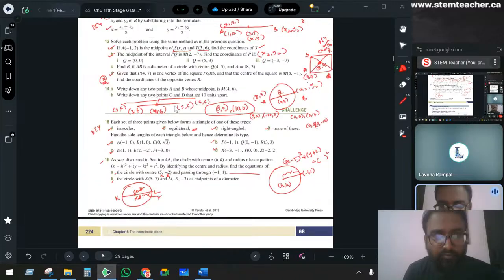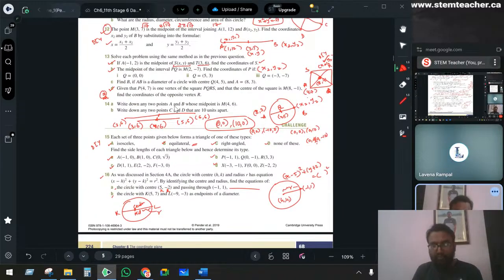So what is happening basically here? Two points are given with two coordinates. We are either finding the midpoint, (x1 plus x2) by 2, (y1 plus y2) by 2, or we are getting the distance formula, under root of (x1 minus x2) whole square plus (y1 minus y2) whole square. That's it. They are the basic formulas.